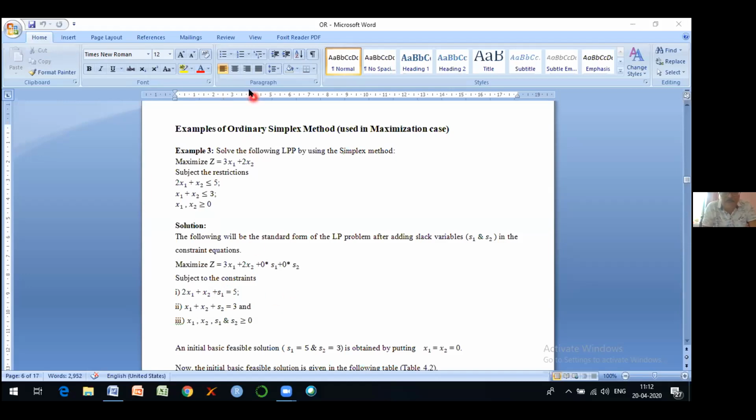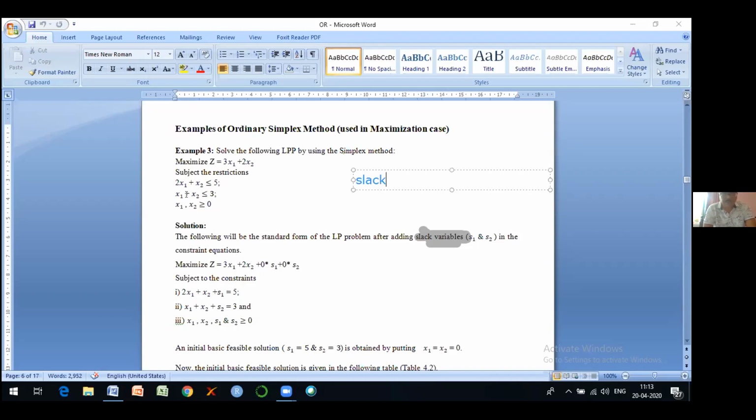Keep in your mind, this variable is known as slack variable, S-L-A-C-K. So now you can understand the difference between original variables. In this problem, the original variables are x1 and x2. But in the first constraint, we have added one slack variable, s1, so that both sides are equal.